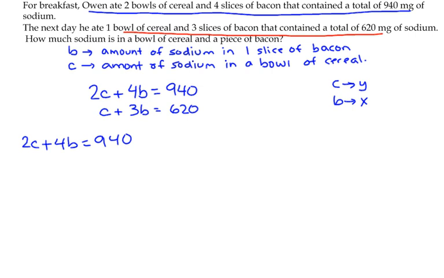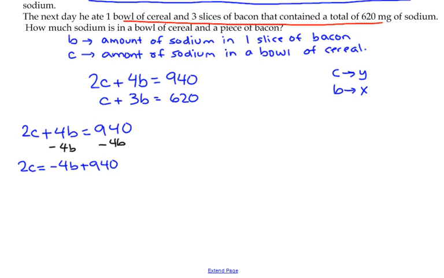We want C by itself. Subtract 4B. 2C equals negative 4B plus 940, then we divide by 2. C equals negative 2B plus, what's 940 divided by 2? 470. So there's our first equation.